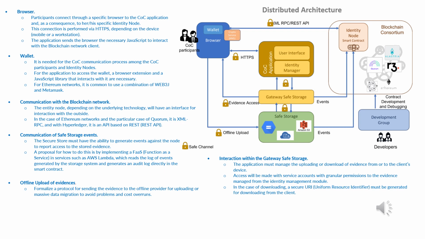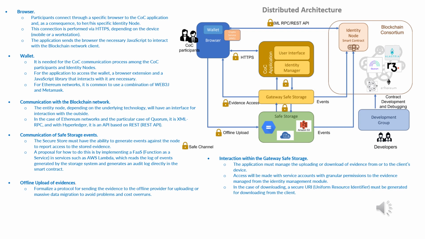So based on the guiding principles, technical solutions were developed and ended up with a distributed architecture. So the main elements in there, you have a browser. So the participants connect through a browser to the chain of custody application, and as a consequence, to her or his specific identity node. And the connection is performed via HTTPS connection, depending on a device, be it a mobile or workstation. And the application sends the browser the necessary JavaScript to interact with a blockchain network.